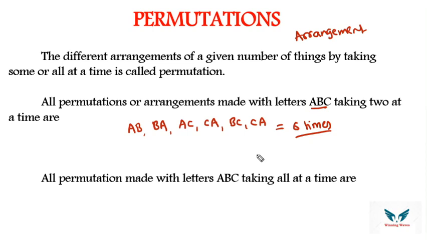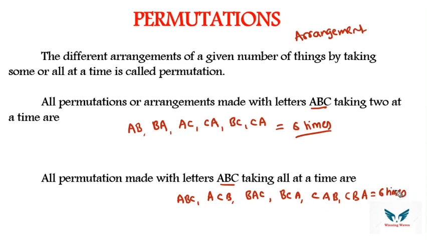Now the other example: all permutations made with the letters ABC by taking all at a time. Here all means all the 3 elements at a time. So ABC, ACB, BAC, BCA, CAB and CBA. How many ways can we do it? Same, 6 ways.